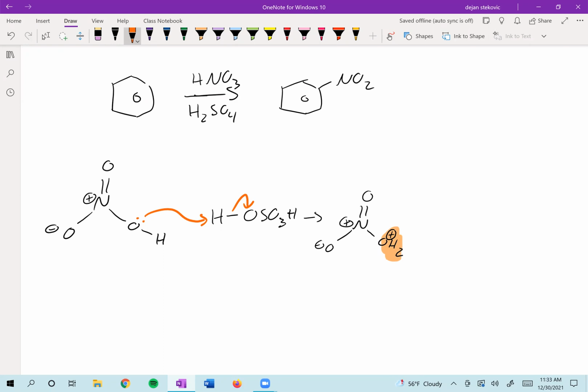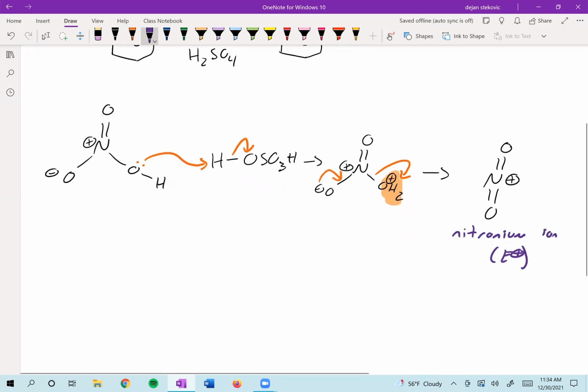We're going to have this negatively charged oxygen donate its electrons to form a double bond between the nitrogen and the oxygen. And then the good leaving group is going to leave. And then we're going to have a nitrogen doubly bound to two oxygens, right? And you can see how that nitrogen in the middle would be very electrophilic. This is called a nitronium ion, and acts as our activated electrophile.